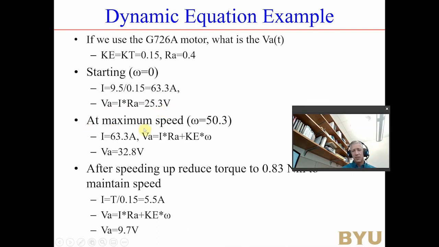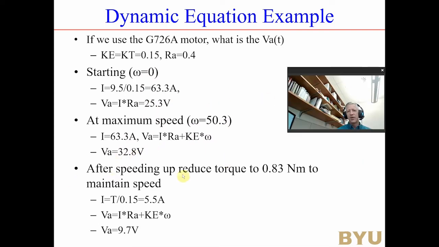At the maximum speed, my omega goes up to 50.3. Then you see that my current is going to be equal to, again, the same 63.3 that we had before, but now I have this back EMF. So to compensate for the back EMF, I have to increase my voltage. So between starting and my maximum speed, I'm going to be linearly increasing the applied voltage from 25.3 volts up to 32.8 volts to stay in this constant current regime.